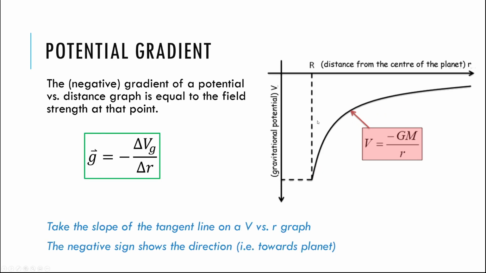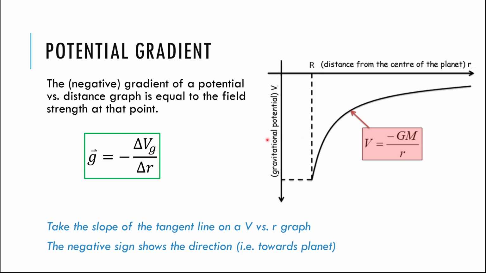Here's another data booklet equation that tells us something we can do with this graph. This equation says little g, the vector, is equal to negative delta Vg over delta r. You want to recognize anytime you see an equation of this format, delta over delta, that represents a gradient. That represents the steepness of the graph, the slope of a line tangent to that graph. And so the gradient of this graph, potential versus r, is equal to field strength.